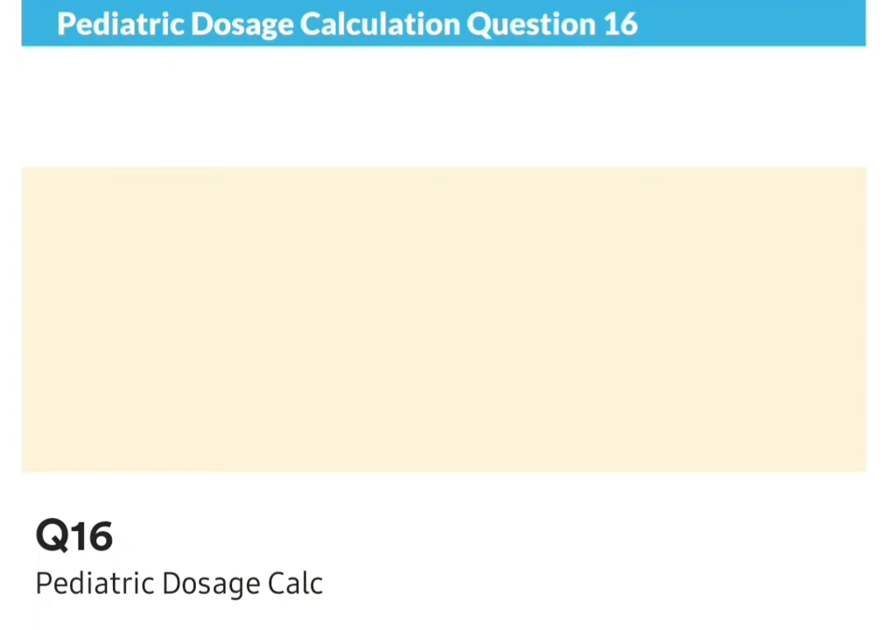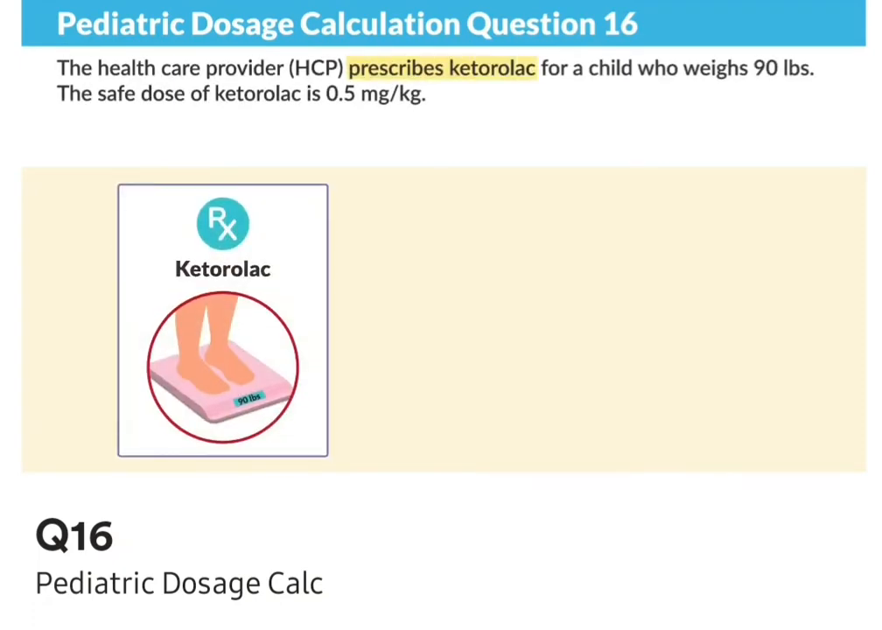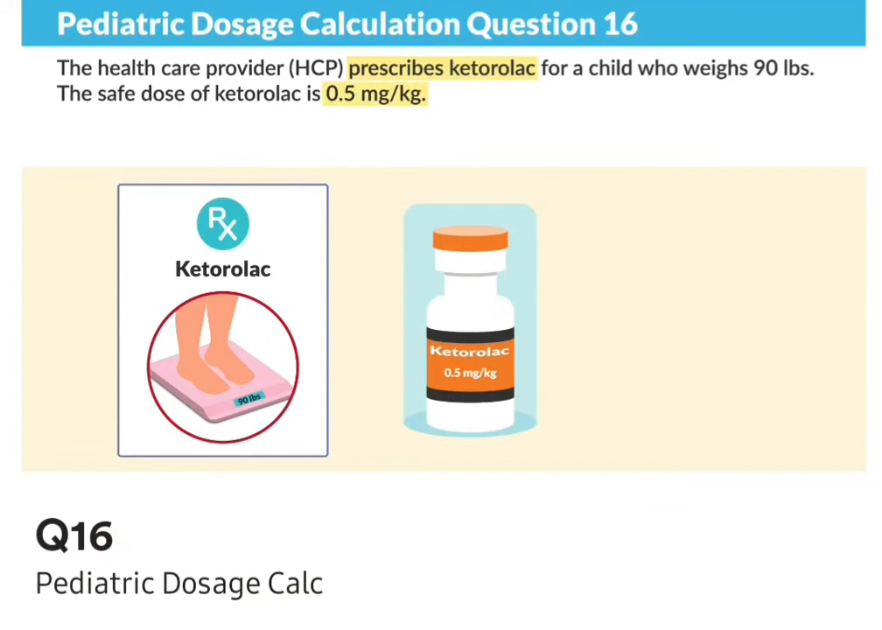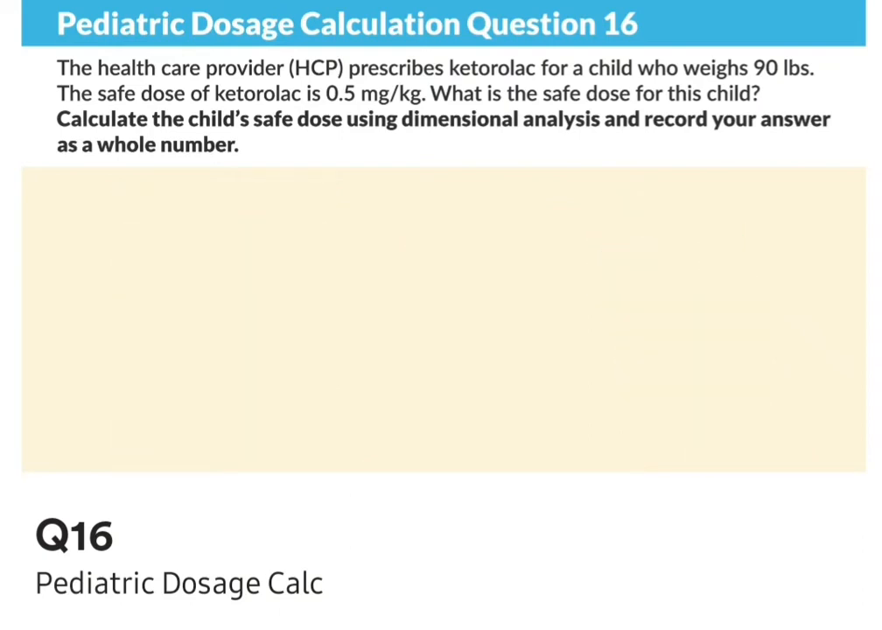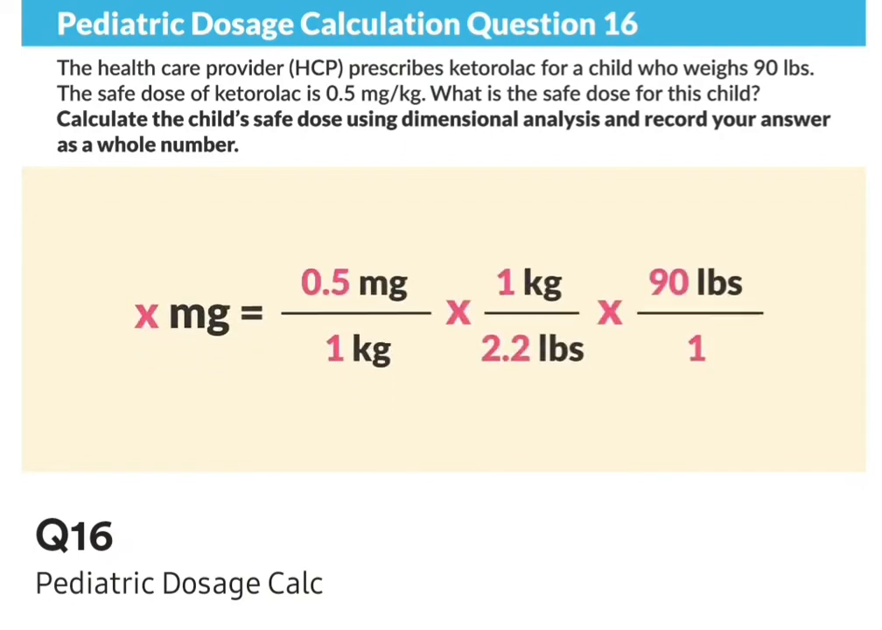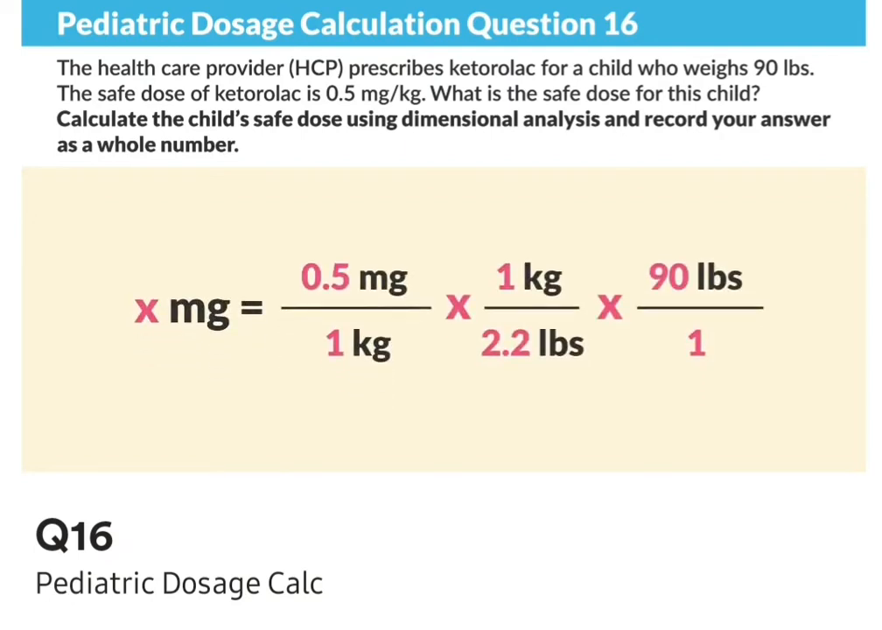Now for question 16, the provider prescribes ketorolac, the NSAID, for a child who weighs 90 pounds. So the safe dose for ketorolac is 0.5 milligrams per kilogram. So what is the safe dose for this child? All right, as usual, let the question help you here. So the question's asking for the safe dose of ketorolac is 0.5 milligrams per kilogram, right? So let's set up the equation. We're solving for X milligrams. And let the question help you here. Just plug in the number 0.5 milligrams and it's asking per kilogram.